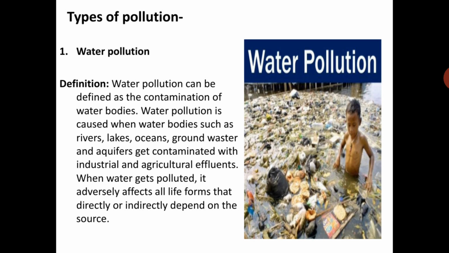So next, types of pollution. There are some types of pollution, mainly water pollution, and it is important. Water pollution can be defined as contamination of water bodies. Water pollution is caused when water bodies such as rivers, lakes, oceans, groundwater and aquifers get contaminated with industrial and agricultural effluents. When water gets polluted, it adversely affects all life forms that directly or indirectly depend on the source.